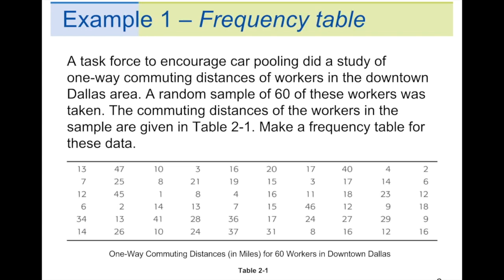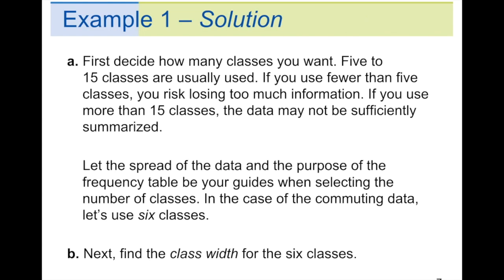First example: the task force to encourage carpooling did a study of one-way commuting distances of workers in the downtown Dallas area. A random sample of 60 of these workers was taken. The commuting distances of the workers in the sample are given in Table 2.1. Make a frequency table for these data. So I do want you to write down all this data here because it's going to come up a bunch of times in this video. So write that down. Example 1.